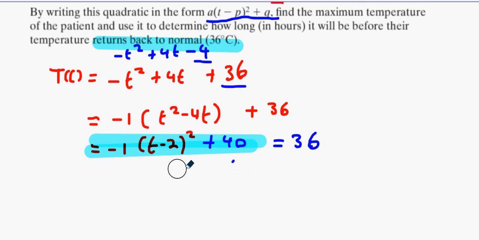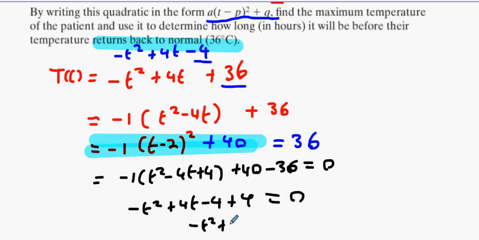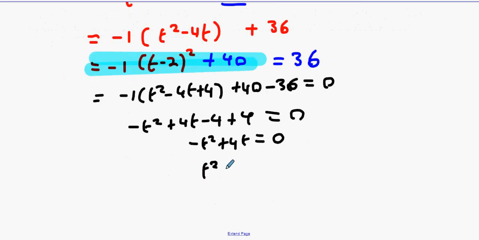You're going to end up multiplying this out. So you're going to get minus 1 times t squared minus 4t plus 4 plus your 40 minus your 36 equals 0. Minus t squared plus 4t minus 4 plus 4 equals 0. That's a handy one. Minus t squared plus 4t equals 0. I'm going to multiply both sides by negative. t squared minus 4t equals 0. Factorize t into t minus 4 equals 0.